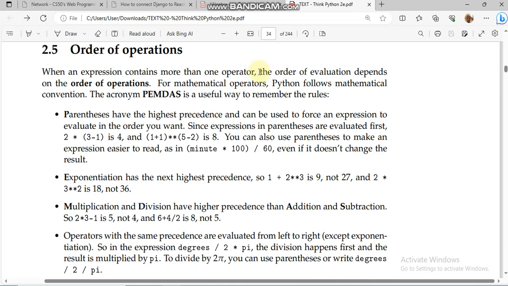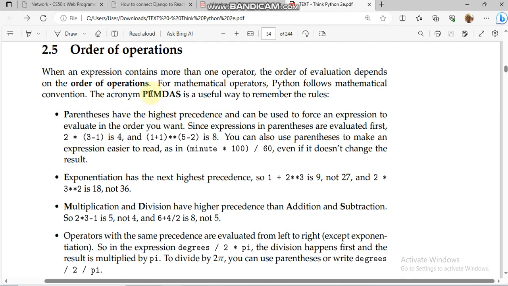So this expression contains more than one operator. The order of evaluation depends on the order of operation. For mathematical operators, Python follows mathematical convention. The acronym PEMDAS is a useful way to remember the rule, where P means we look at whatever we have in the parentheses, which means whatever we have in the brackets, such as 3 minus 1.